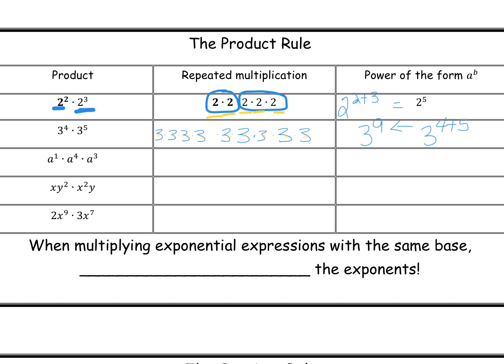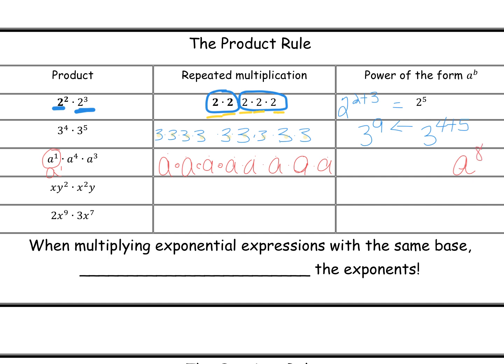We can do the same thing with letters. So this one has A's. So this A to the first, be aware, you're really going to just see A, right? That 1 is going to be invisible. So if I have A to the first, I have A to the 4th, and then I have A to the 3rd, and I count these off, 1, 2, 3, 4, 5, 6, 7, 8. I end up with A to the power of 8.